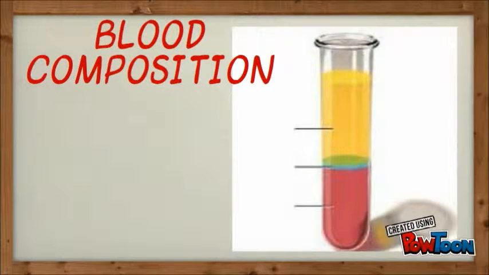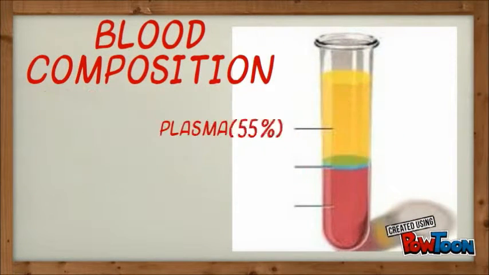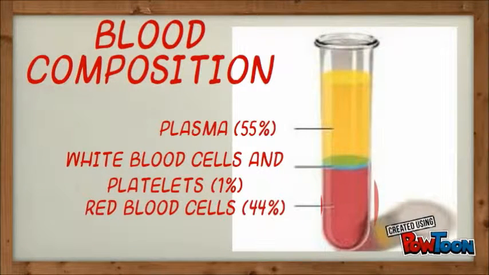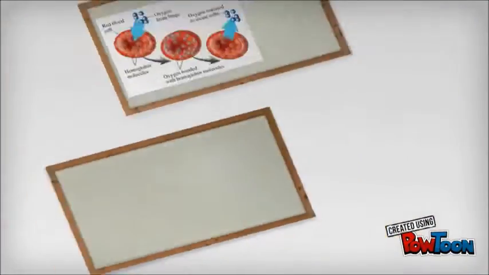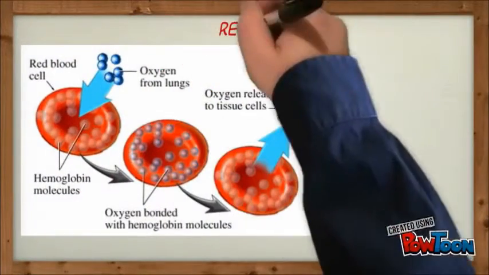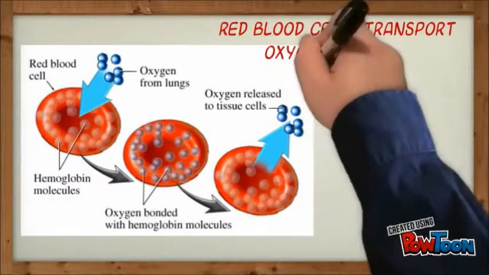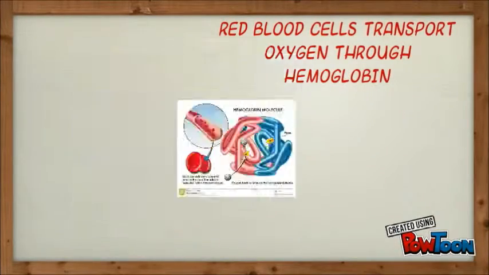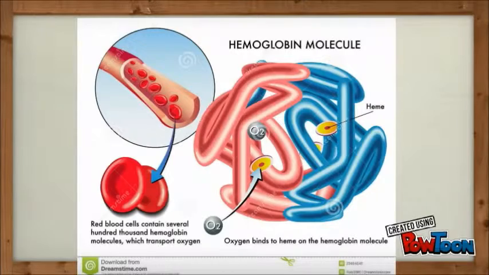Blood is composed of 55% plasma and 45% red blood cells, white blood cells, and platelets. Plasma is made primarily of water but also contains salts, nutrients, hormones, and many other substances. Red blood cells transport oxygen. Hemoglobin is a protein located on red blood cells that binds to oxygen in the lungs and transports it to the tissues where the oxygen gets released.